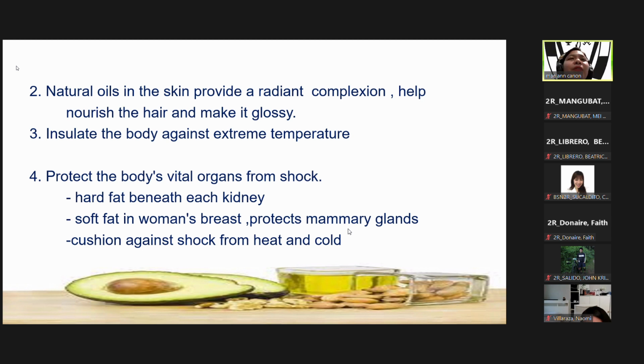Okay. So, next, it protects the body's vital organs from shock. Because when fat is present, our organs are not easily traumatized. So, there is hard fat beneath each kidney. Soft fat is in women's breast because it protects the mammary gland. It cushions against shock from heat and also cold.